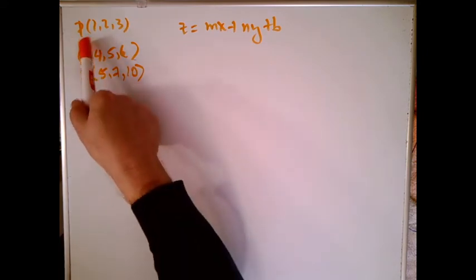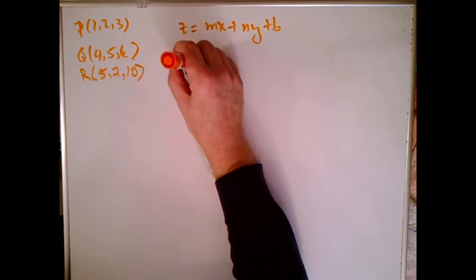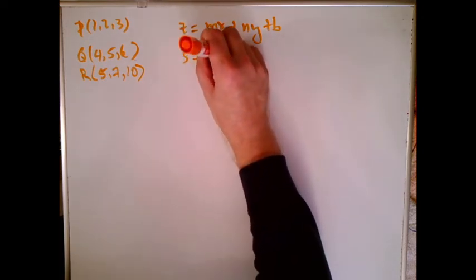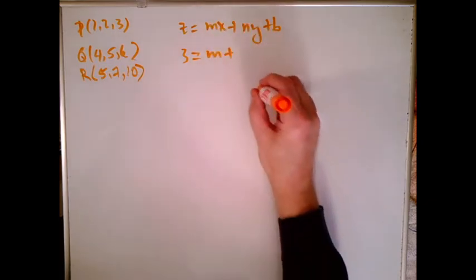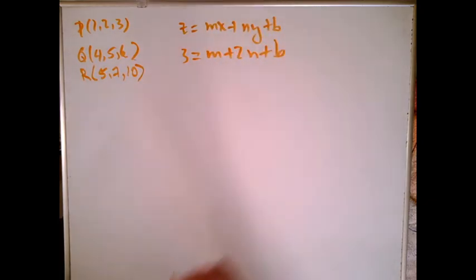I know that when x is 1 and y is 2, z is 3. So we get an equation. I write down 3 is equal to 1m plus 2n plus b. Just a reminder that that's one linear equation in 3 variables, but I have 2 more points.